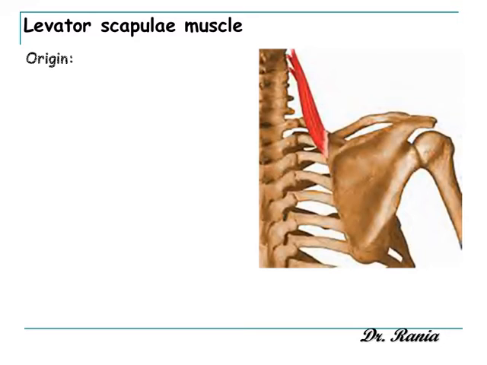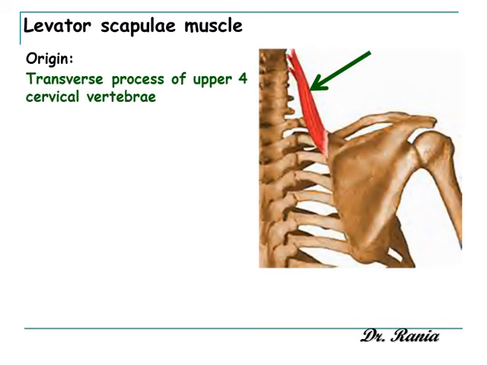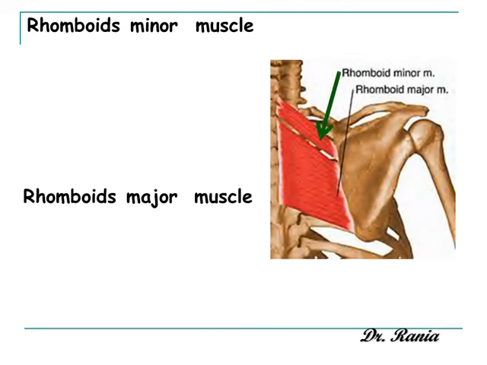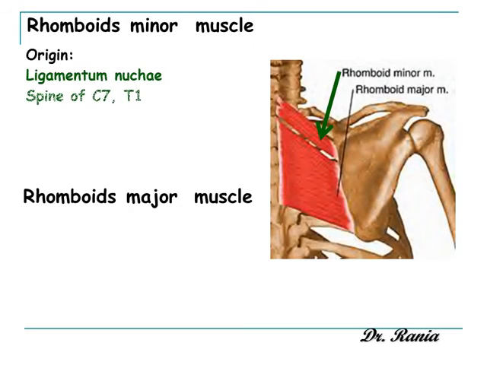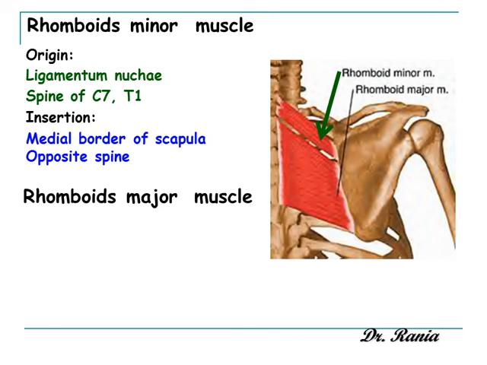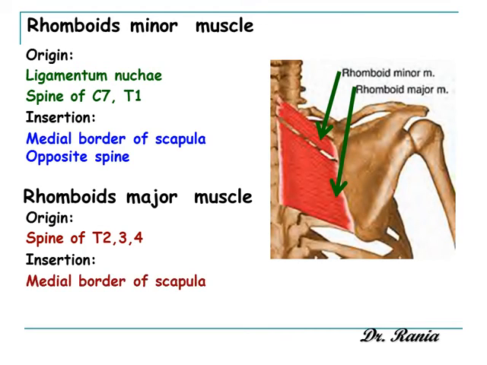Regarding the origin of the levator scapulae, it originates from the transverse processes of the upper four cervical vertebrae and is inserted, as we have mentioned, into the dorsal surface of the medial border of the scapula, from the upper angle till the root of the spine. Rhomboid minor originates from the ligamentum nuchae and spine of the last cervical vertebra and first thoracic vertebra, inserting into the dorsal surface of the medial border of the scapula opposite the root of the spine. However, rhomboid major takes origin from the second, third, and fourth thoracic spines and is inserted into the medial border of the scapula, its dorsal surface, from the root of the spine till the inferior angle of the scapula.